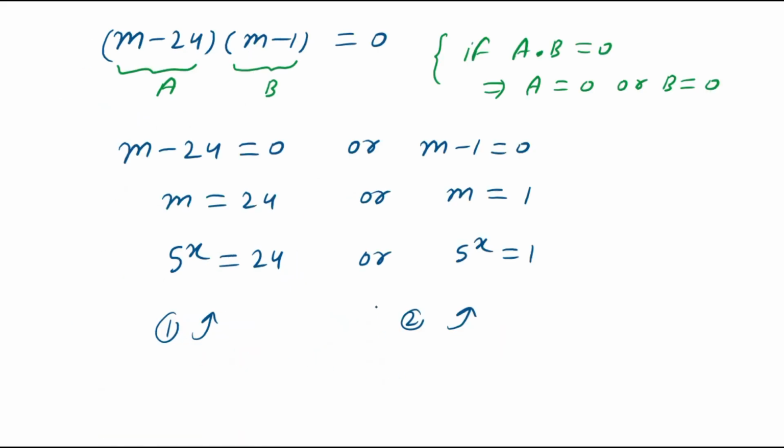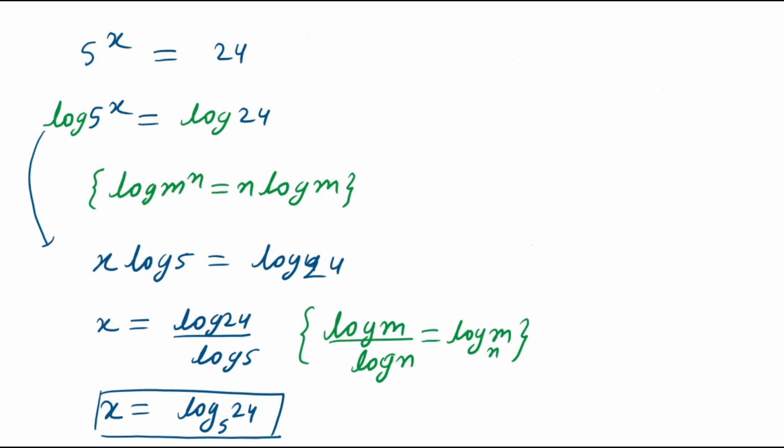Solve case second. Case second is 5 power x is equals to 1. On the left hand side here 5 power x, and this one is the same as 5 power 0. Now compare both sides, then you can say x is equals to 0.